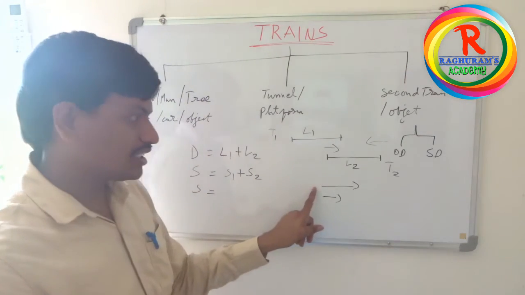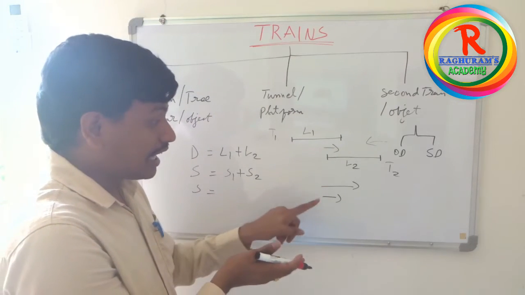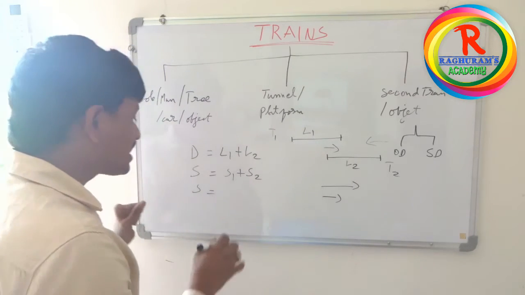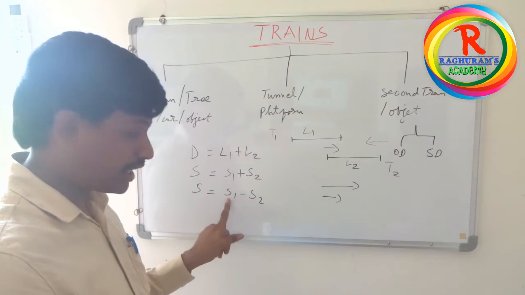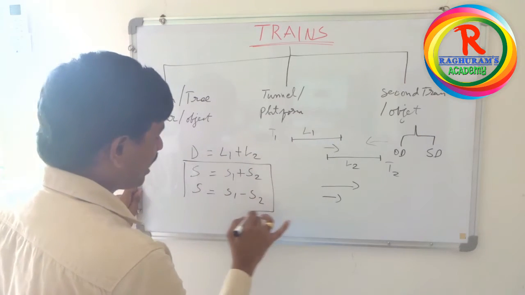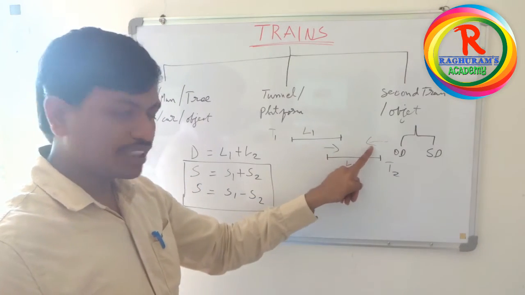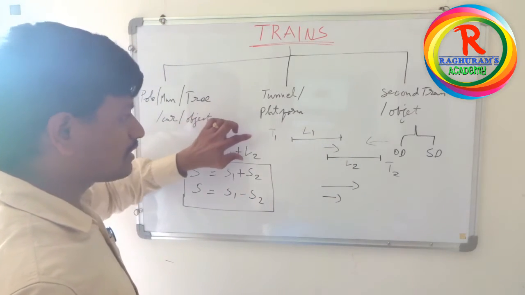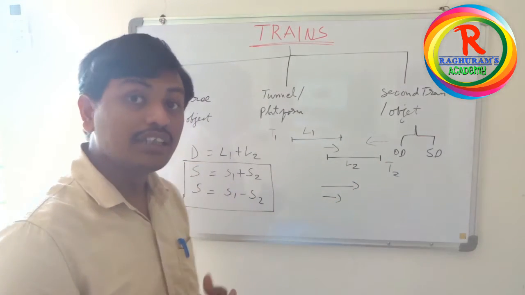Suppose one train is moving in the same direction, and on a parallel track, another train is moving in the same direction with a different speed. Then we treat speed as s1 minus s2, where s1 is bigger. We have to take the bigger speed minus the smaller speed. This is the thing we have to remember. Always, in any case, opposite direction or same direction, we treat distance as L1 plus L2, but the speed is somewhat different.